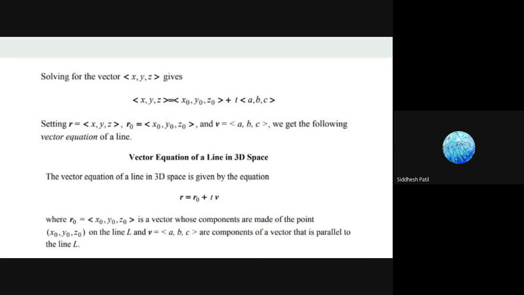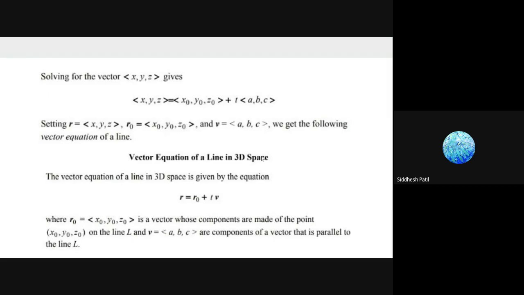So now solving for the vector xyz will give us this equation: xyz is equal to x naught y naught z naught plus t abc, if we shift it to the right side. Now setting r is equal to xyz, and then r naught will be equal to x naught y naught z naught, and v will be equal to abc as before. Then we can get the vector equation of line.